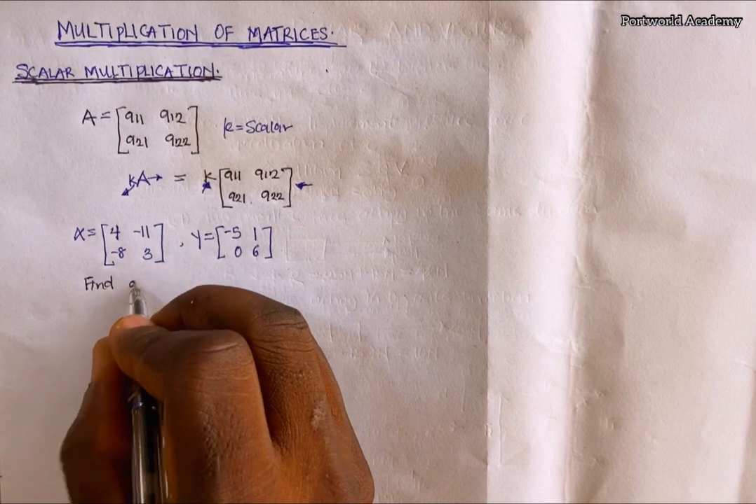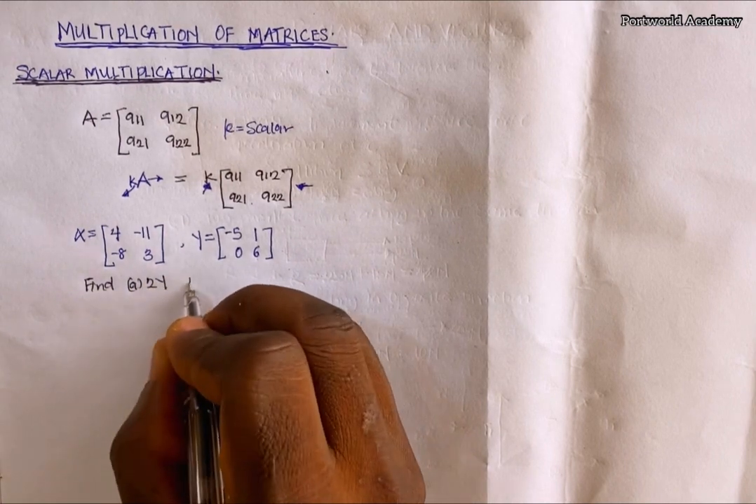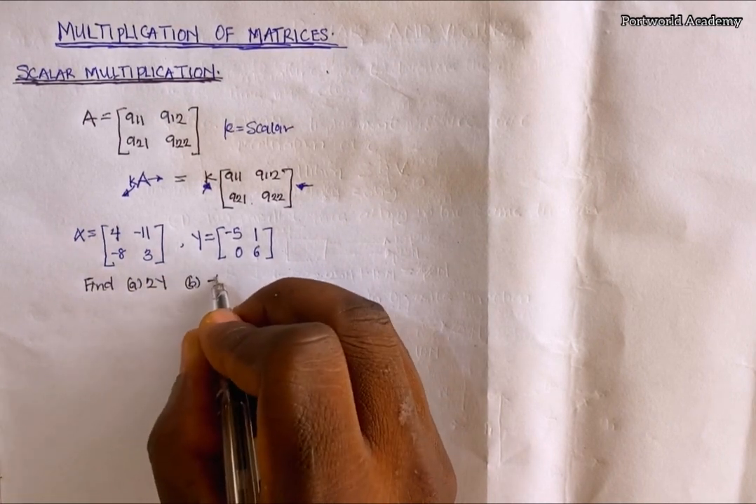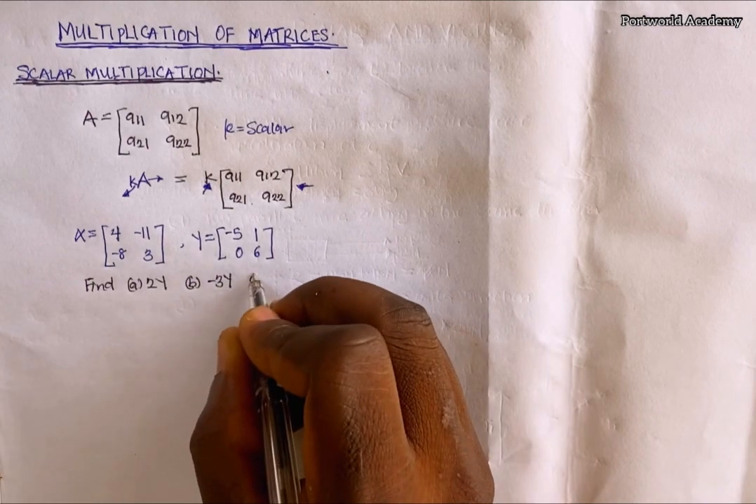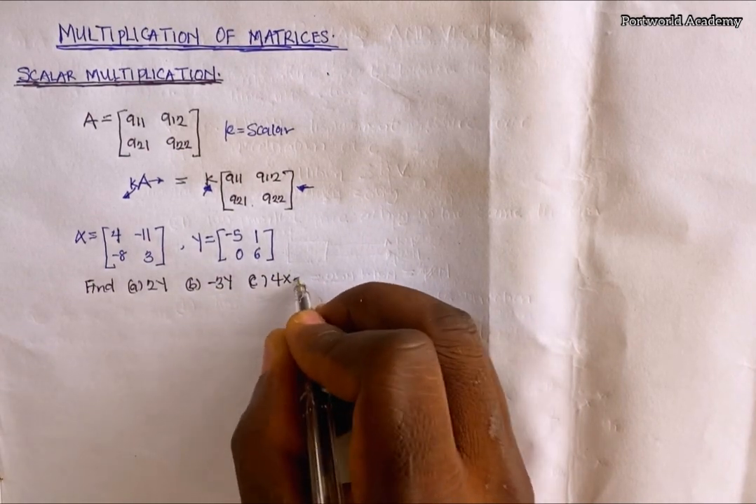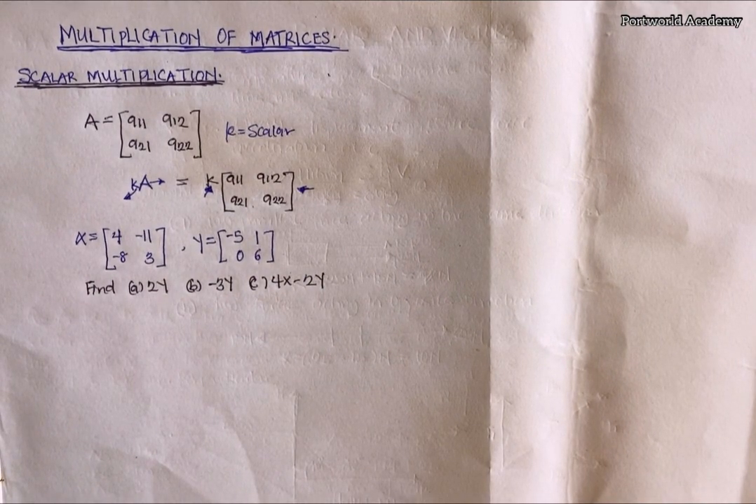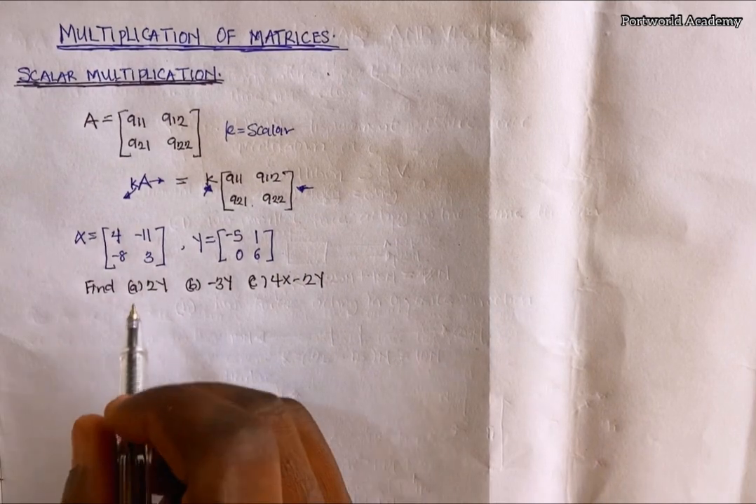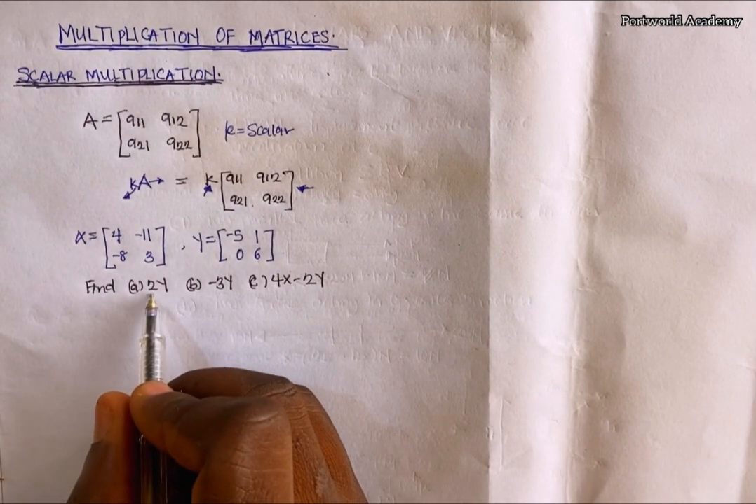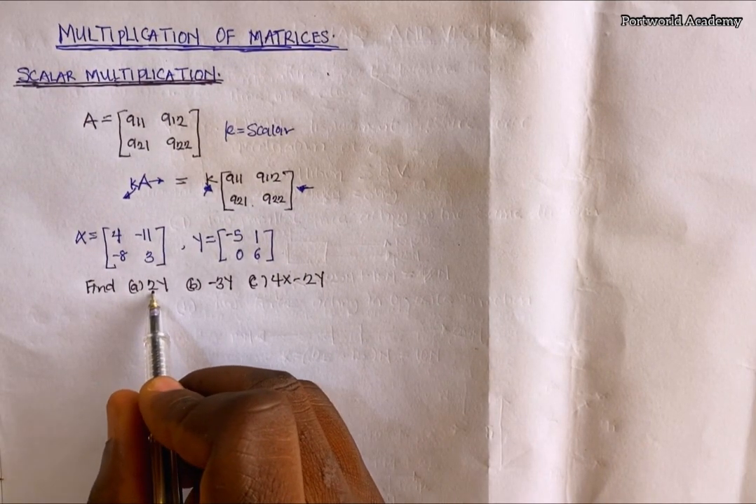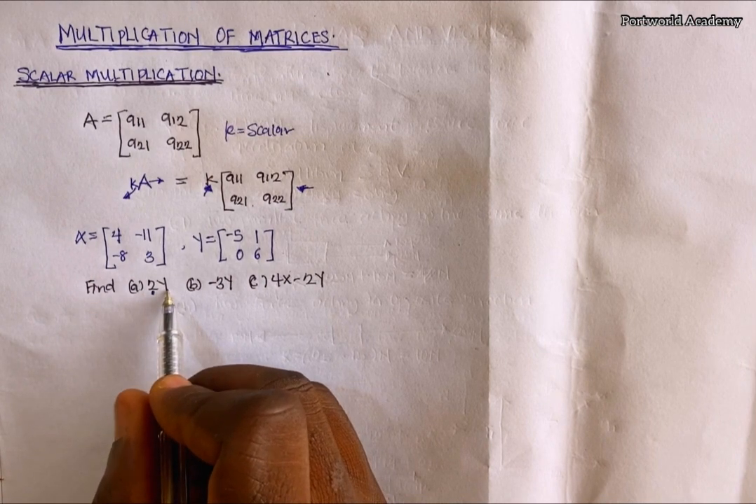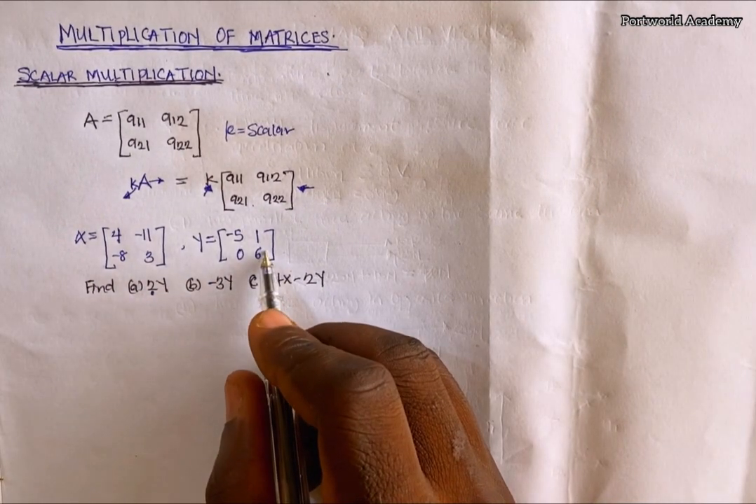So now suppose we are given x to be equal to 4, minus 11, minus 8 and 3, and you are given y to be equal to minus 5, 1, 0, and 6. So you are now asked to find, a, 2y, b, minus 3y, and c, 4x minus 2y. So how can you differentiate between matrix multiplication itself and scalar multiplication itself? Scalar multiplication will involve a constant and scalar. In this case, we are asked to find 2y. In this case, the 2 represents our scalar, while our y represents the matrix.